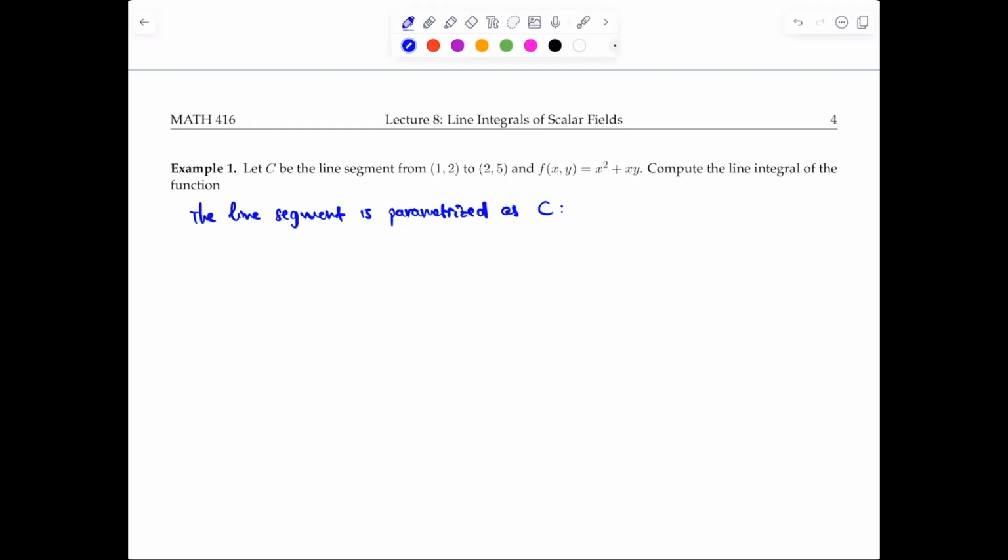So you get (1, 2) plus t times (1, 3), and again, this is called the direction vector. Here t is between 0 and 1. So when t is equal to 0, you get the starting point (1, 2). When t is equal to 1, you get the ending point (2, 5).